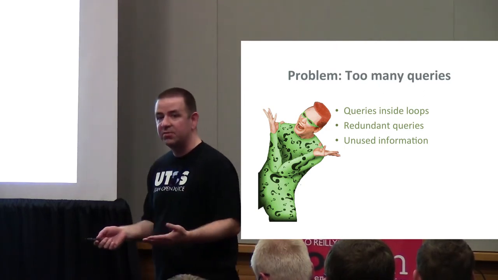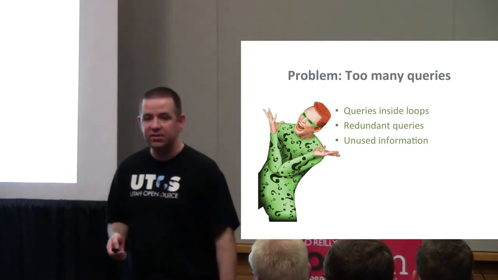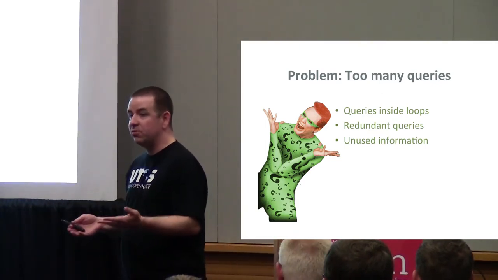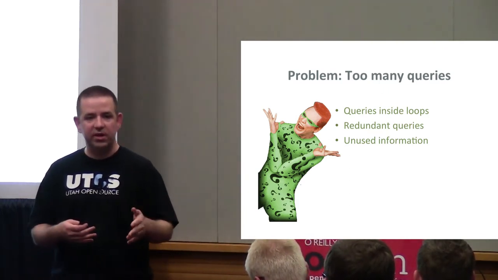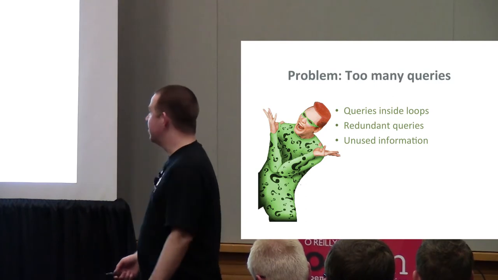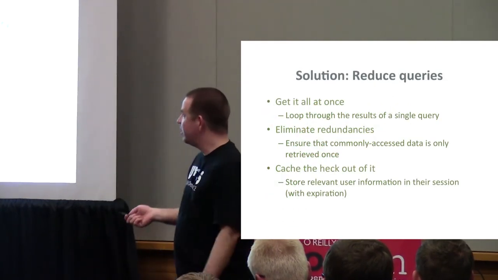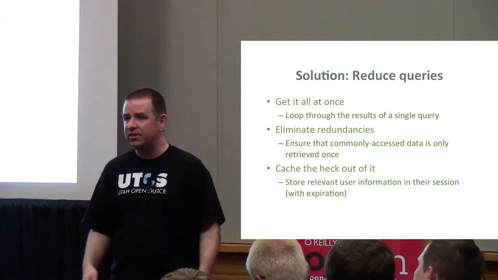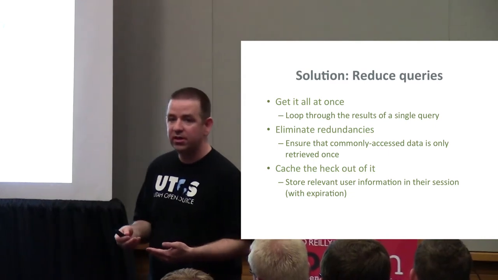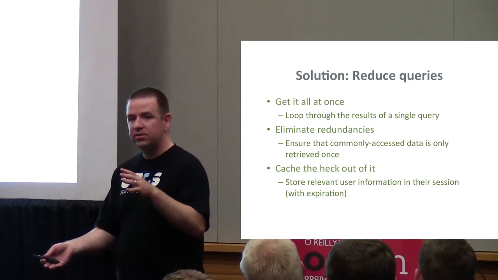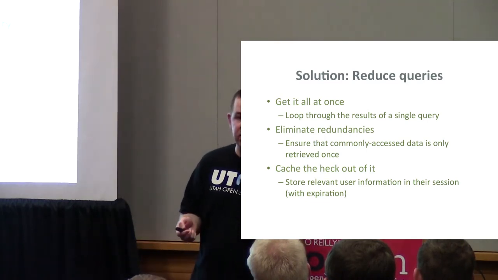Sometimes I've seen places where a query is used, and then no one ever actually uses the information. Presumably, in these cases, it was used at some time, and then some code was pulled out, but the query is still happening. So how do you fix that? Instead of looping through and making multiple queries, doing a single query and getting all the information and then looping through the results is a lot easier on your database.